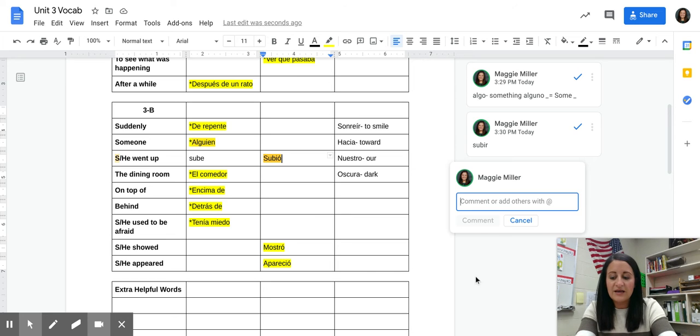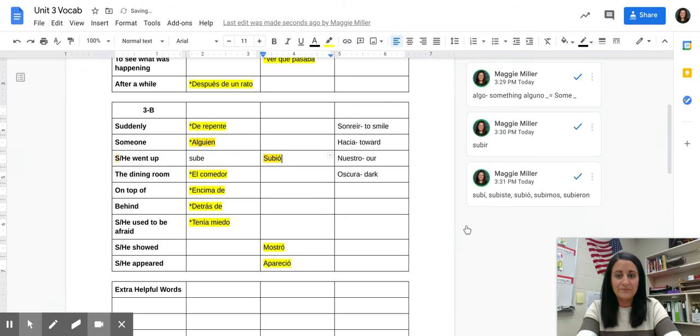So just think for a second, how do you conjugate subir into the preterite tense? To do that, you're going to need to use your ER-IR chart, which is what? Í, iste, ió, imos, ieron. So I went up is subí, subiste, subió, subimos, and subieron. Bueno. But that's a regular verb.